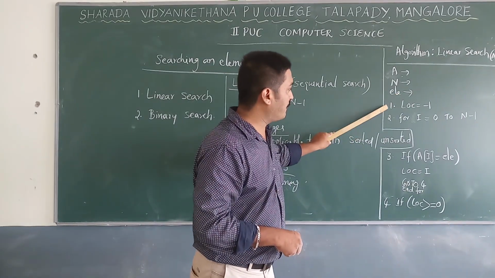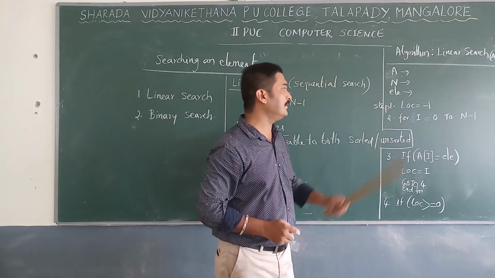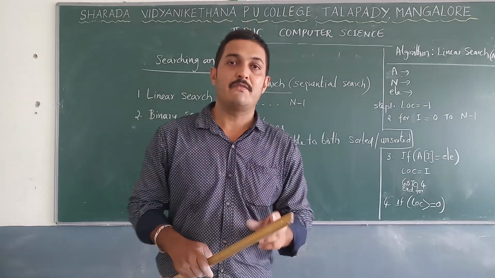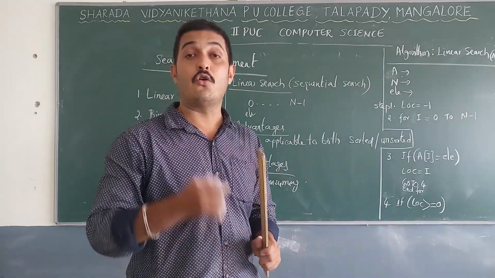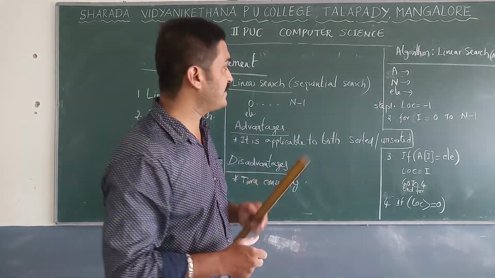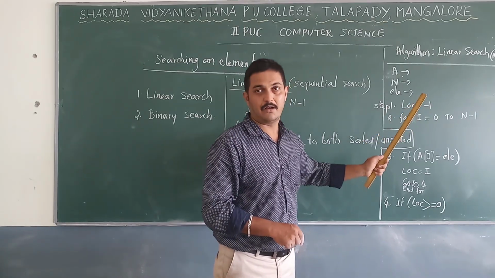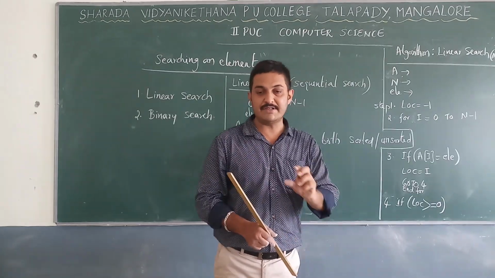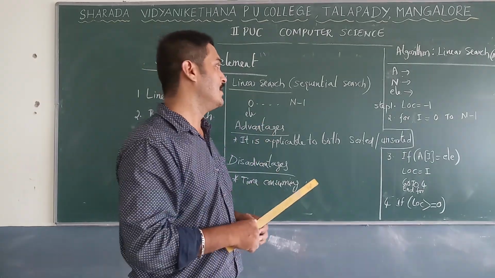Next, step 1. Each and every step should be specified properly like this. Step 1: location equal to -1. Whenever we specify the location, LOC or location is to hold the location of the search key, if it is available in that list. Then we have to specify LOC equal to that location. But initially we are taking LOC equal to -1, that means we are going to initialize that particular value.